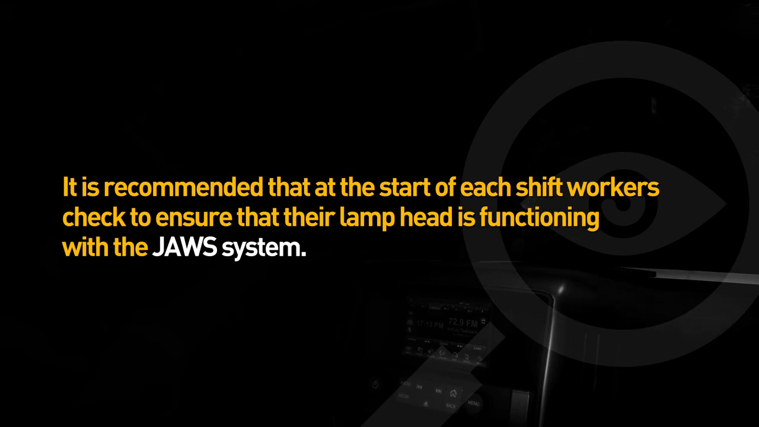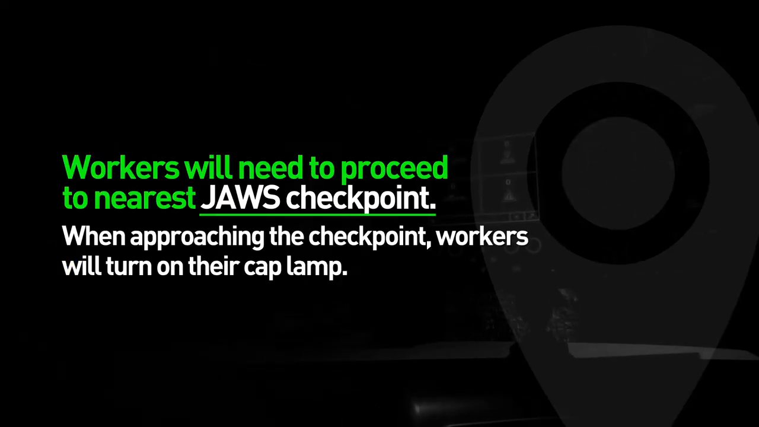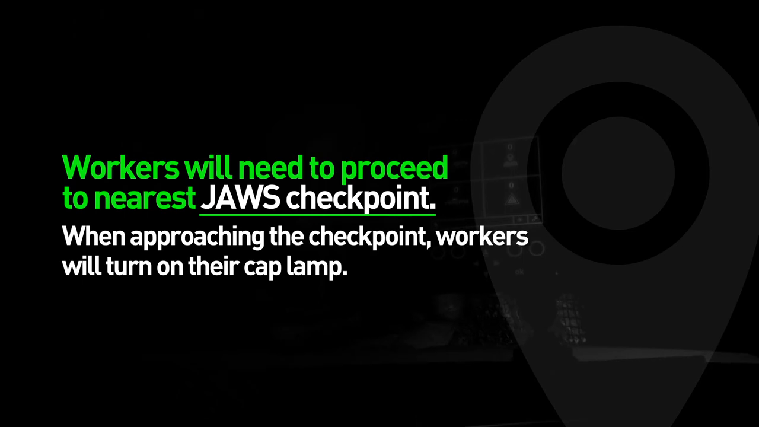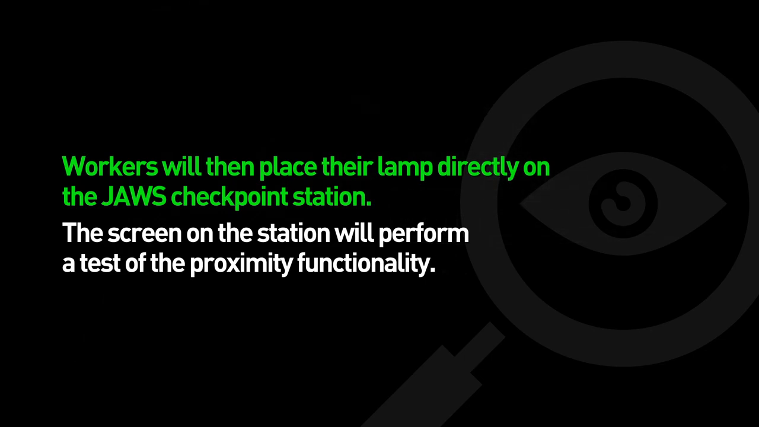It is recommended that at the start of each shift, workers check to ensure that their lamp head is functioning with the J.A.W.S system. Workers will need to proceed to nearest J.A.W.S checkpoints. When approaching the checkpoint, workers will turn on their cap lamp. Workers will then place their lamp directly on the J.A.W.S checkpoint station.